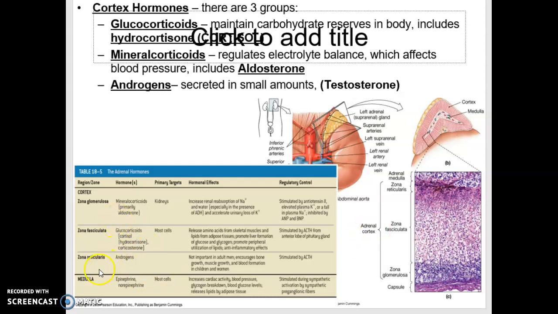Now, the last zone is the zona reticularis, which is this area next to the medulla, and this is where females and children actually get their testosterone, which is necessary for some muscle growth and bone growth. Now, as it says here, it's not important in adult men because we get our testosterone primarily from the testes, so what little bit more we get from here, it's not going to make that much of a difference. But for females and children, this is your source of testosterone, which again, you don't have near as much as a man, but you do need some, especially for muscle growth and bone growth.